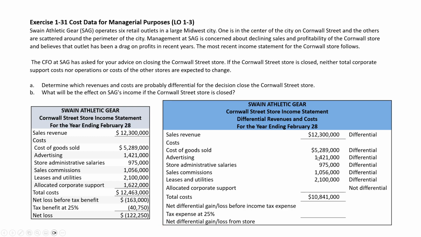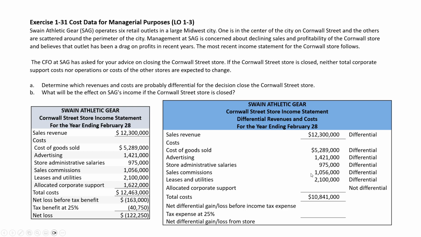Advertising is going to be differential. It apparently is specific to this particular store. If it doesn't exist, we don't need to advertise for that particular store. So that $1,421,000 is going to be differential. Store administrative salaries. If we don't have that store, sorry administrators, but we can get rid of them. So the $975,000 of store administrators salaries is relevant.